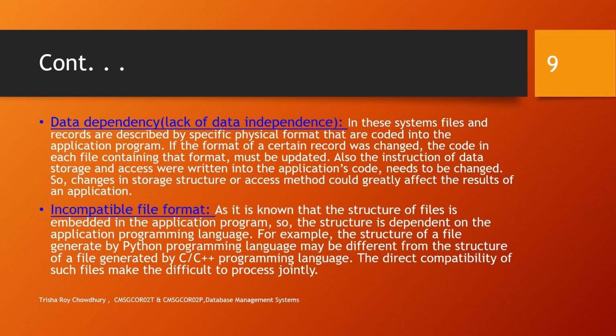Next is incompatible file format. As it is known that the structure of files is embedded in the application program, the structure is dependent on the application programming language. For example, the structure of a file generated by Python programming language may be different from the structure of a file generated by C or C++ programming language. The direct compatibility of such files makes it difficult to process jointly.